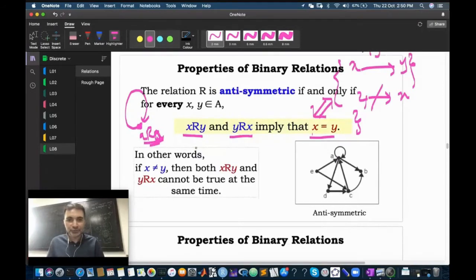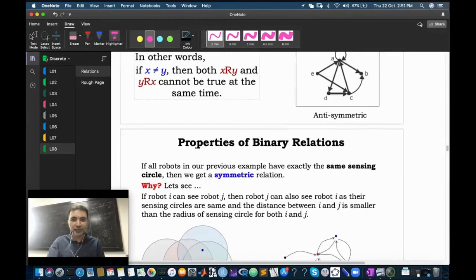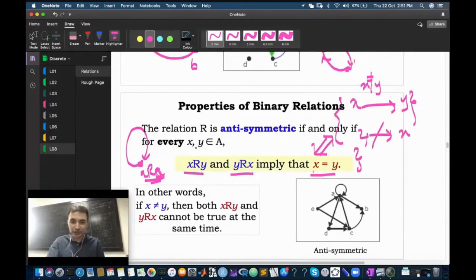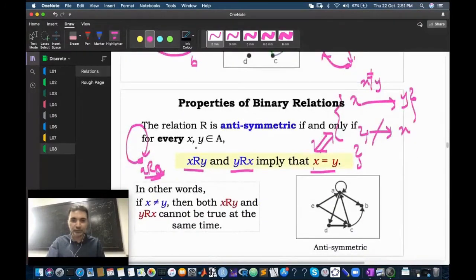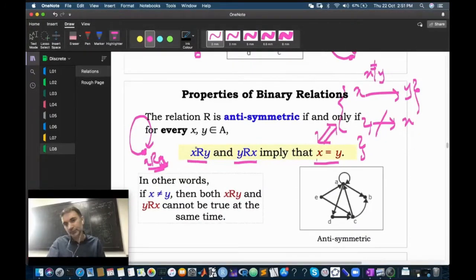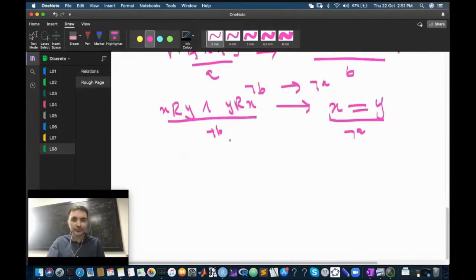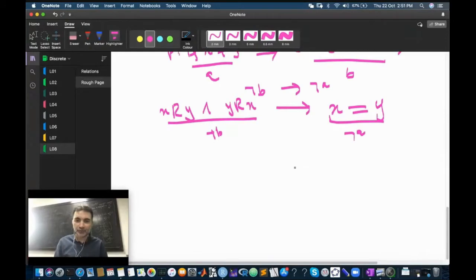So this is anti-symmetric. Okay. Once again, you should be able to see that there are relations which are neither symmetric nor anti-symmetric. Okay. You guys see it? Yes, sir. So you can have a 3-element thing.